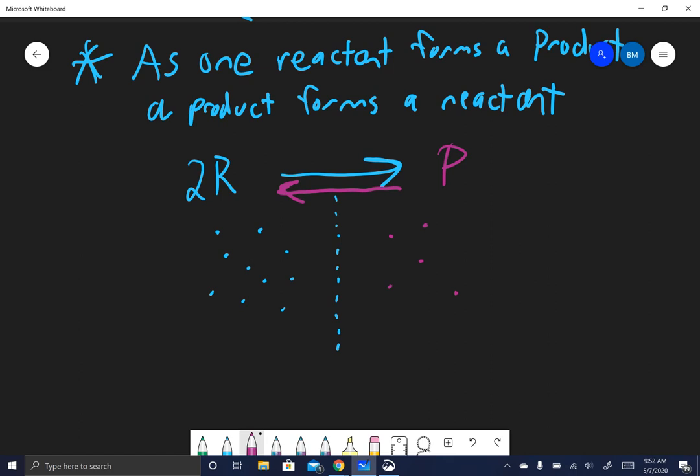As one reactant forms a product, the product forms a reactant. So let's say this particle comes over here, and now it turned into a product. Well, now it's gone, right? It's not here anymore.